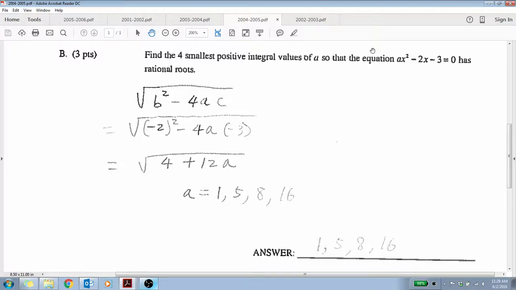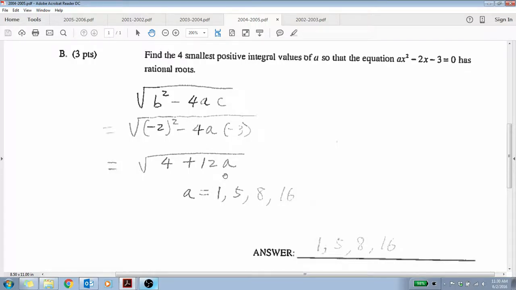We know b is negative 2, and c is negative 3. When I plug this in, I get negative 2 squared minus 4 times a times negative 3, which gives me 4 plus 12a. Now 4 plus 12a would have to be a perfect square. So we use trial and error with different numbers: plug in a 1, a 2, a 3, and keep going until we find the four smallest values of a that give a rational number.